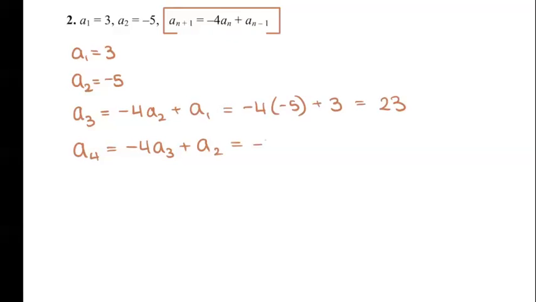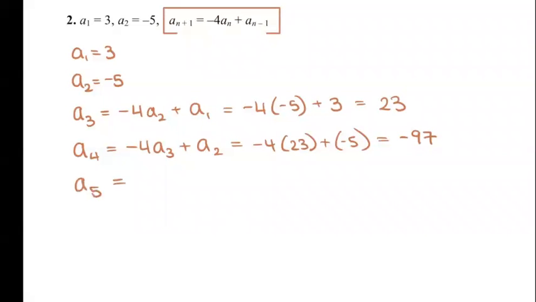-4 times 23 plus -5. Perfect. Yes. Excellent. Okay, -4 times 23, -92 minus 5, -97. Okay, Maddie, can you just verify that that's right? That's what I got when I put it into the calculator. Perfect. And somebody verified in the chat. Thank you, Maddie. Excellent job.